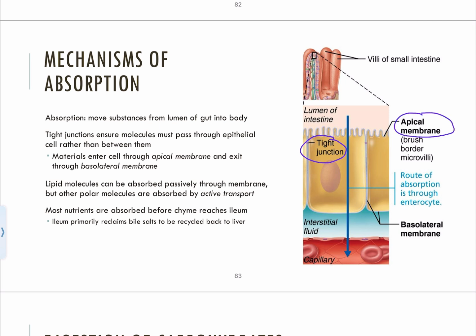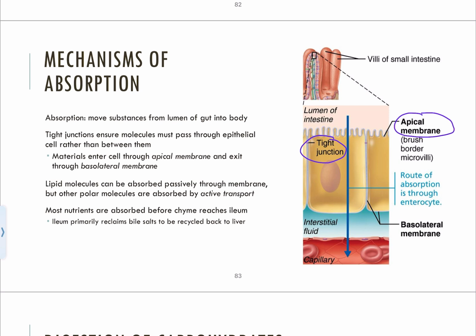So the apical surface, we're talking about the brush border, the microvilli. This is the side that's facing the lumen of the small intestine. Our basolateral surface is the one that's in contact with the interstitial fluid. So we're going to be moving substances across the apical surface, going through the enterocyte itself, and then out of the basolateral surface into the interstitial fluid.